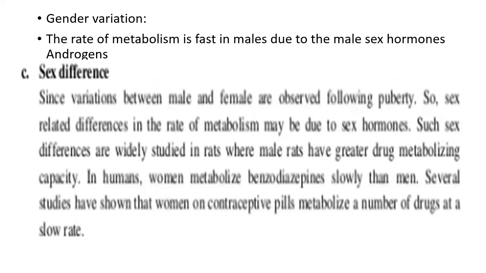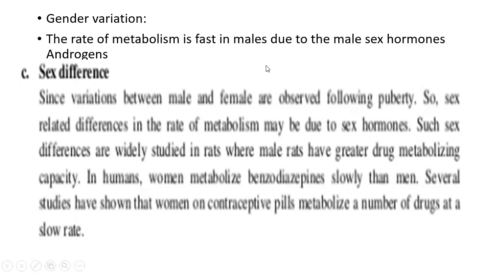Then gender variation. When you take male and female, the rate of metabolism differs in males and females. Certain drugs like aspirin are rapidly metabolized in males when compared to females. This variation in metabolism is observed following puberty. The variation in the rate of metabolism is mainly due to the male sex hormones, androgens.